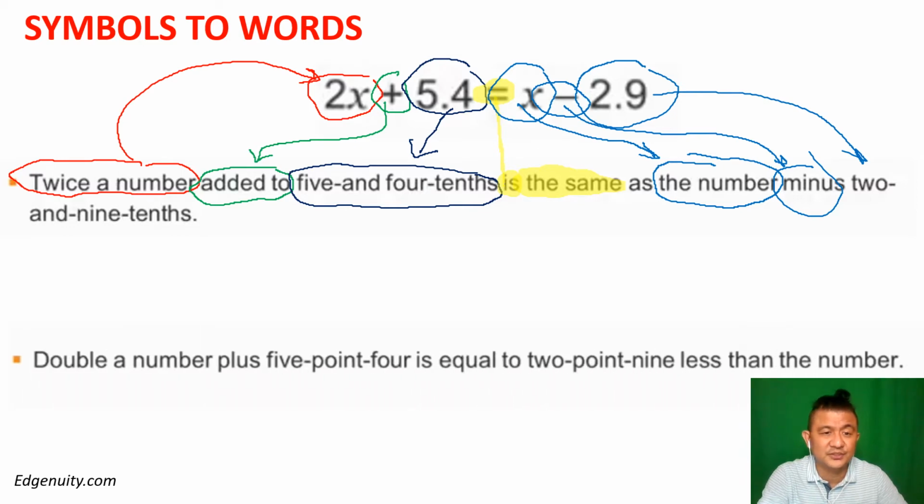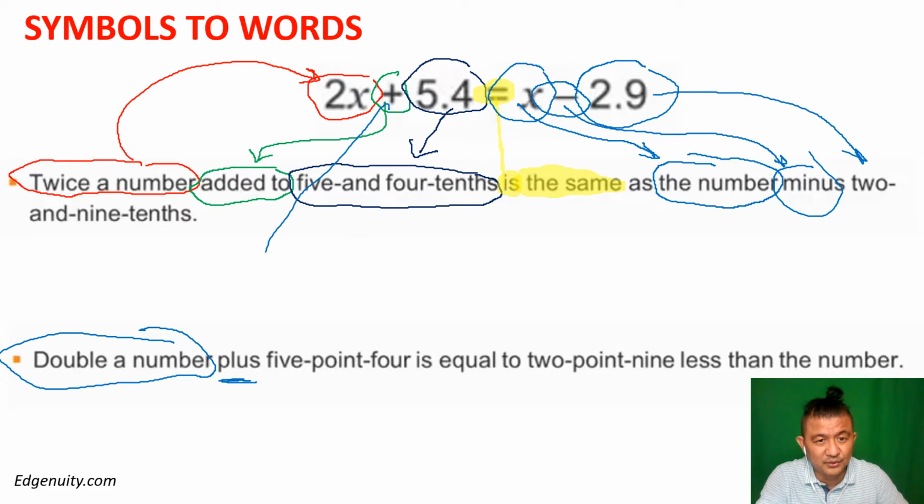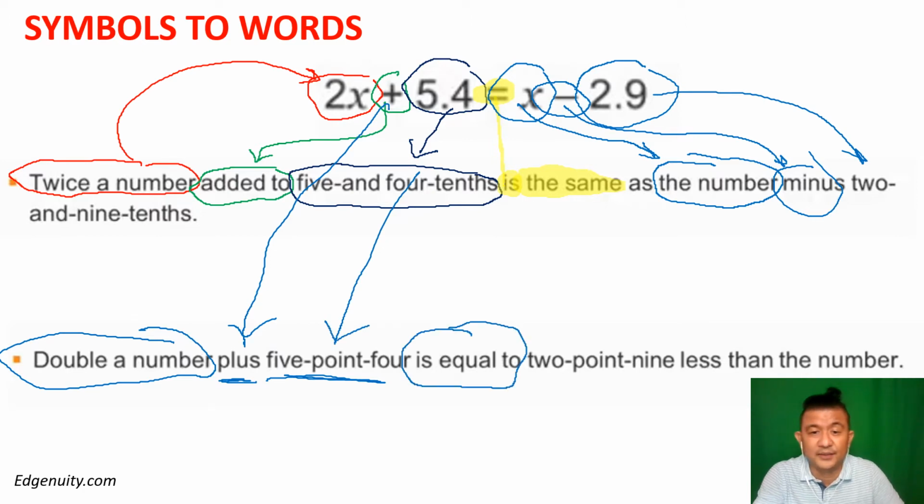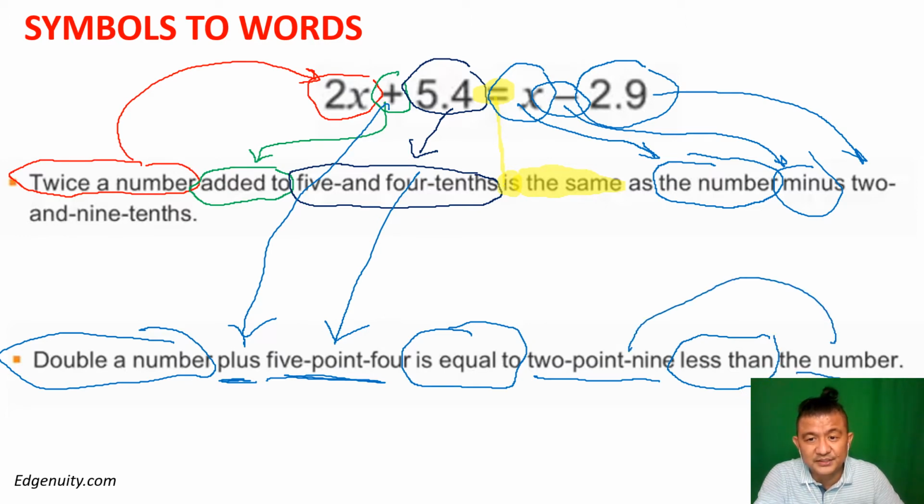There's another way to say that. Instead of writing twice a number, you could say double the number, right? The word plus. Okay, plus for this one, 5.4. You could use the words 5.4 is equal to, that's the most direct to the point. 2.9 less than. Remember the word less than? Whenever you see the word less than, they switch places. Actually, the X goes first, right? Because of the word less than.